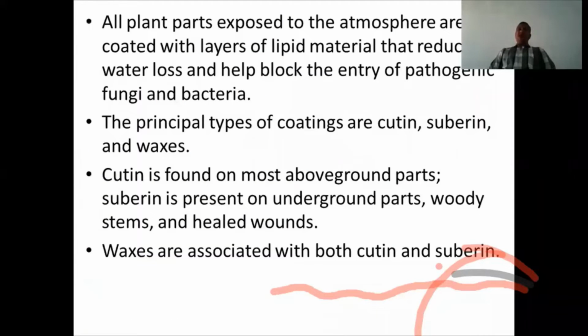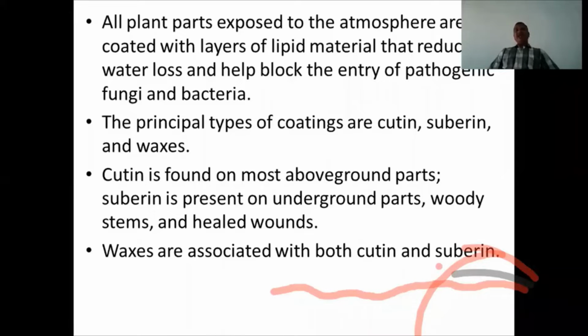Here, the layers on the surface are cutin, suberin, and wax. Cutin is generally present on the above-ground parts, and suberin on the underground parts. A plant has two parts: the aerial part and the underground part. The root is generally the underground part, and the leaf, stem, and other parts are the aerial parts.